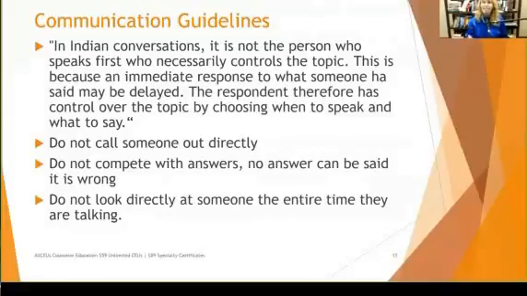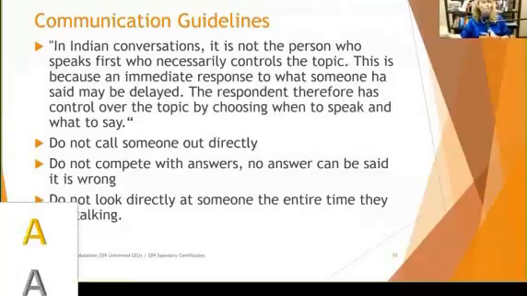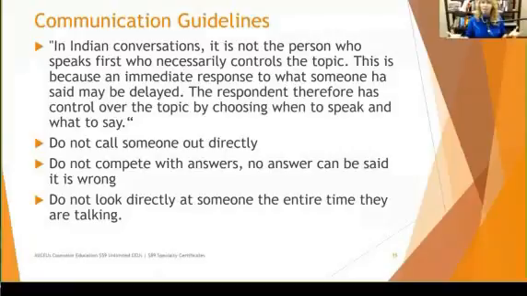So when we're in counseling and we ask somebody a question and they think about it and they ponder it and then they say whatever they want to say, then we have a chance to ponder and say something else. We're not handing over the power to them, so to speak. Don't call somebody out directly. Try to hedge it, try to be a little bit more tactful. Try not to compete with answers somebody gives, because no answer can be said to be wrong. From a certain point of view, every answer may be right. So we may want to point out our point of view, but we also want to validate, and this is very dialectical in nature.